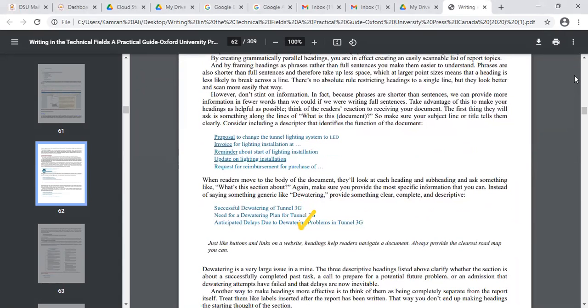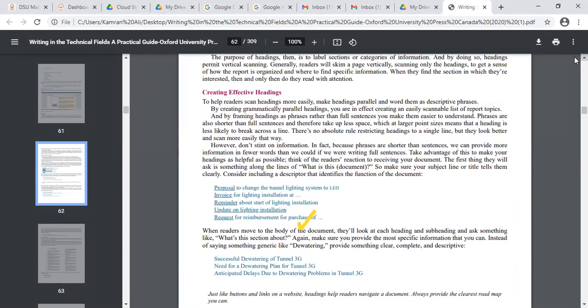To help readers scan headings more easily, make headings parallel. And I hope you understand what they mean by parallel, because we have been doing parallelism in the previous classes. So the words and the structures are to be grammatically parallel. That means all nouns together or adjectives together, right? Okay. Then word them as descriptive phrases.